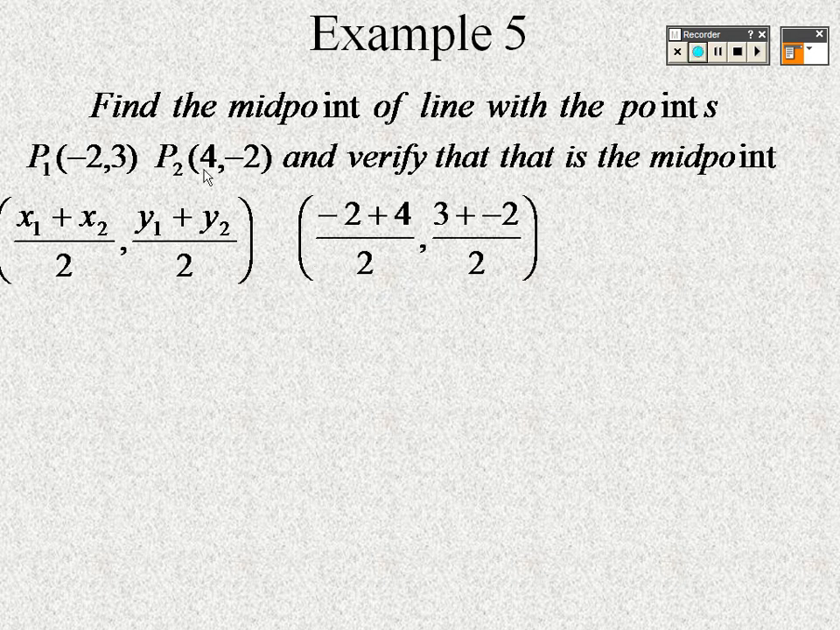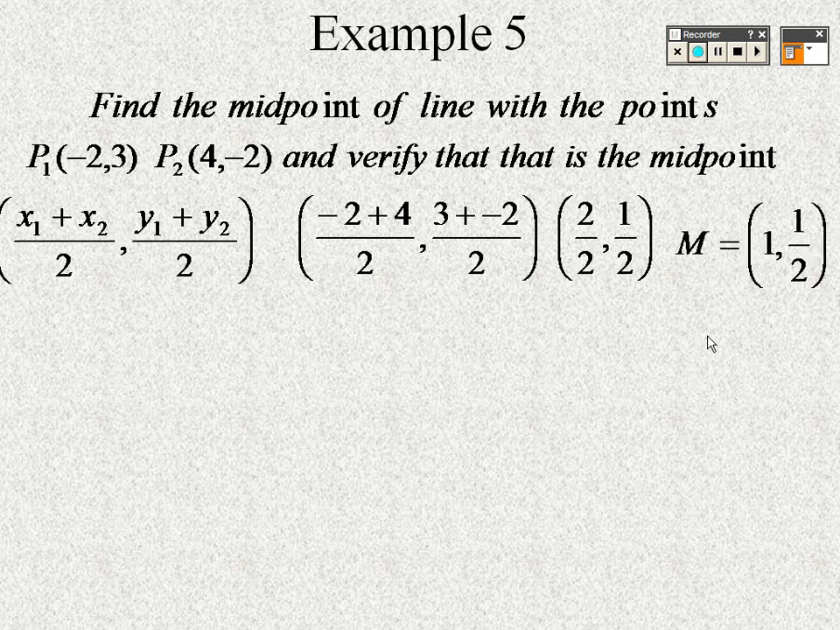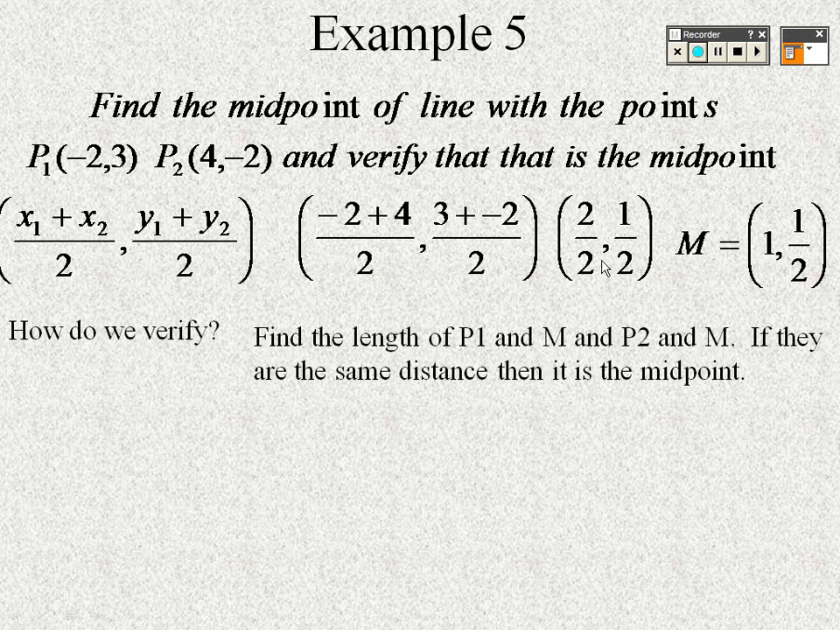So negative 2 plus 4 divided by 2, and 3 plus negative 2 divided by 2. And we end up getting 2 over 2 and 1 over 2. 2 divided by 2 is 1, so it's really 1 and 0.5. Now to verify, you need to find the distance from the first point to the middle, and then the distance from the second point to the middle.